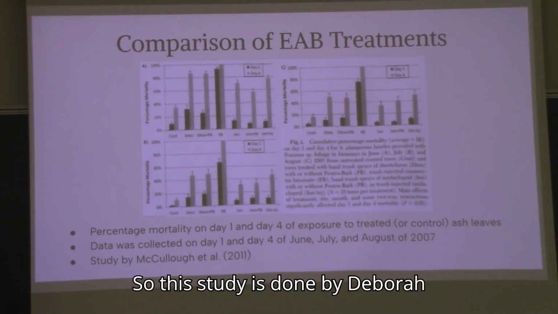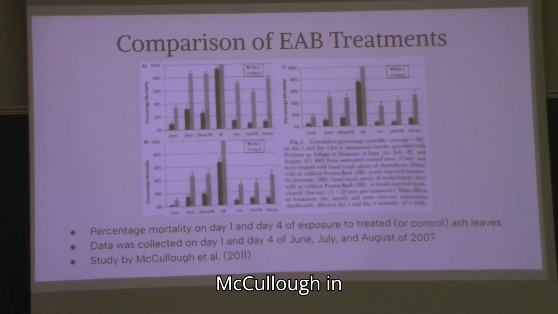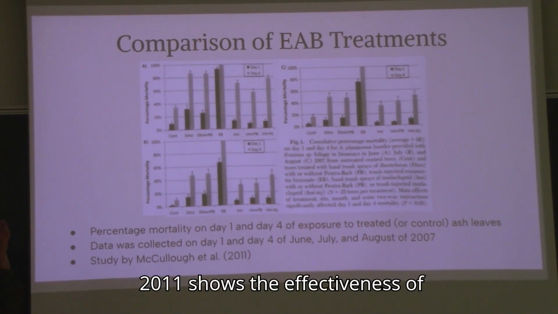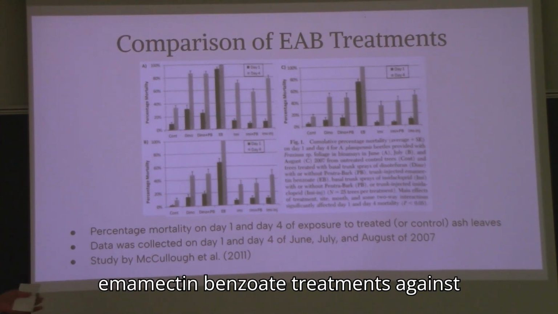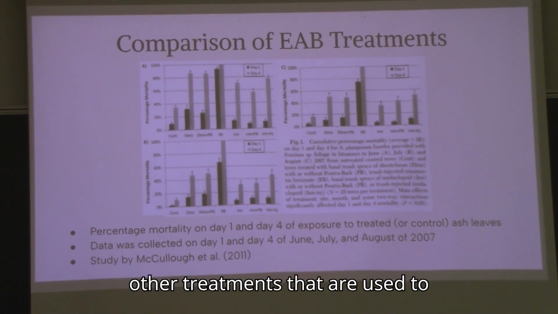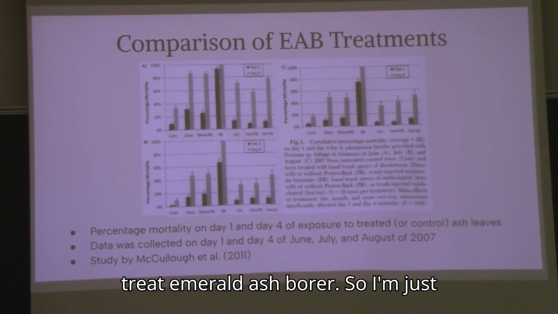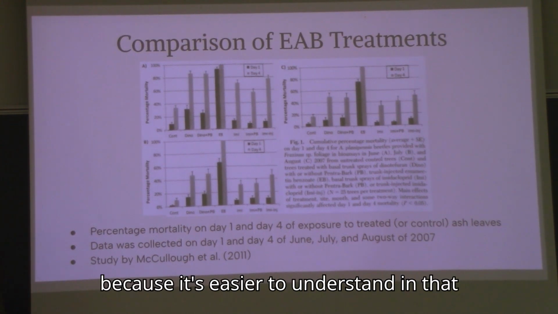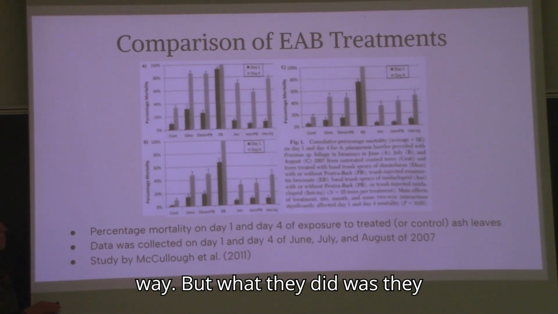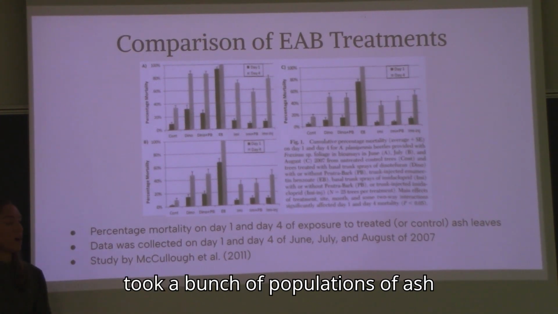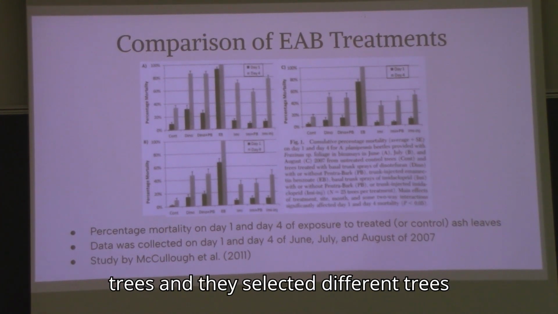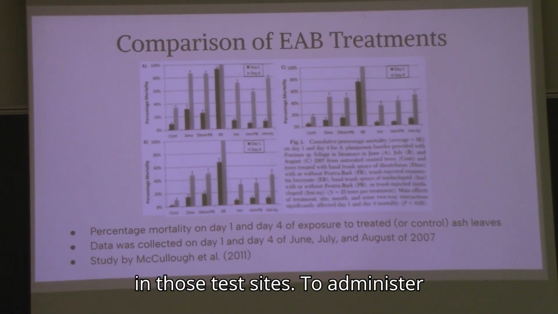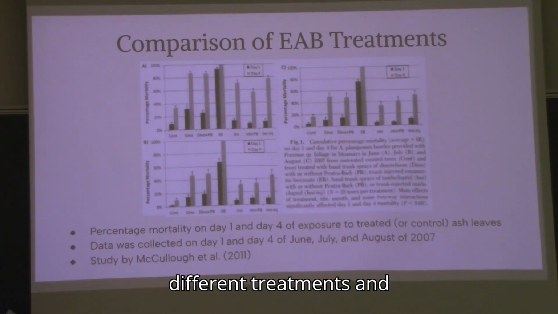So this study done by Deborah McCulloch in 2007, published in 2011, shows the effectiveness of emamectin benzoate treatments against other treatments that are used to treat emerald ash borer. So I'm just going to describe the study to you guys because it's easier to understand in that way. What they did was they took a bunch of populations of ash trees and they selected different trees in those test sites to administer different treatments.